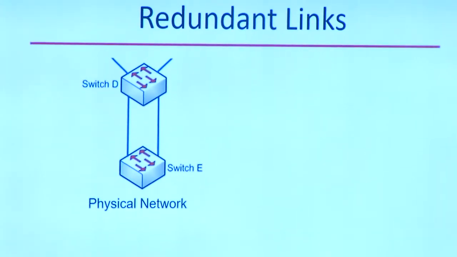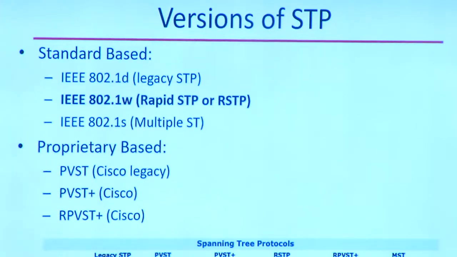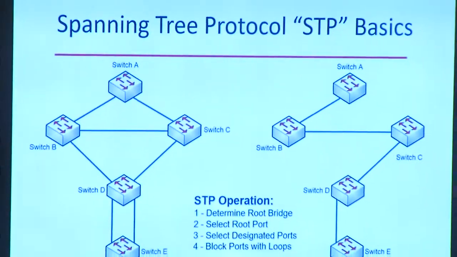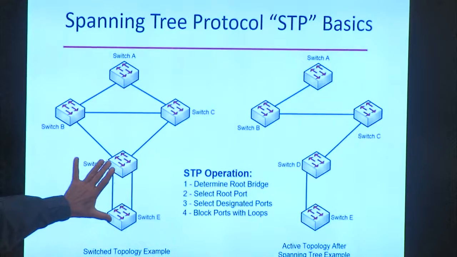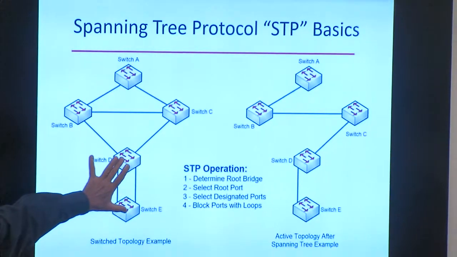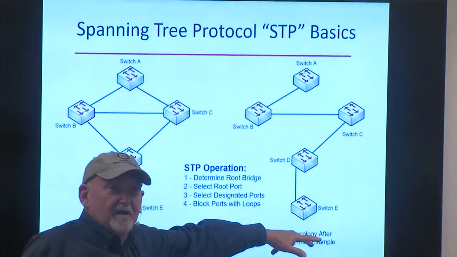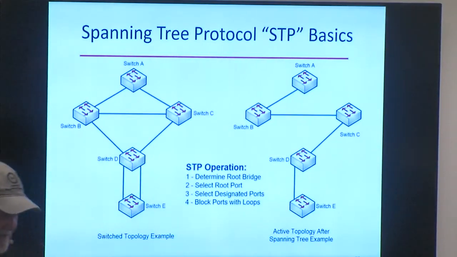Let's talk about redundant links. Remember this, let me go back here to this one. Remember this is a little bit different. I've got multiple links between these two switches. What's spanning tree going to do? It's going to eliminate one of them, right?